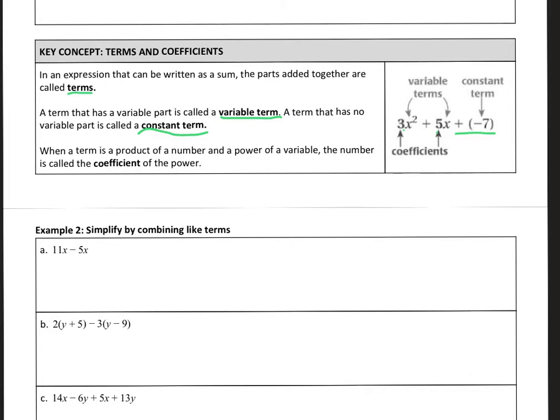When we have a term that's a product of a number and a power of a variable, that number is called the coefficient. So in this expression, 3 and 5 are considered coefficients. Okay? 3 is a coefficient, 5 is a coefficient. Negative 7 is not considered a coefficient because it doesn't involve the product of a number and a variable. So those are some key terms. Terms themselves, coefficients are also an important thing.